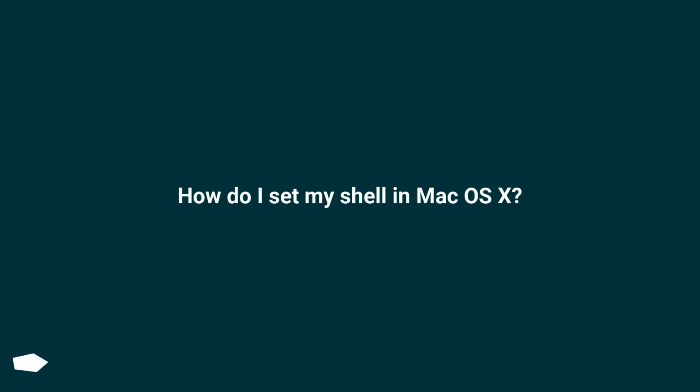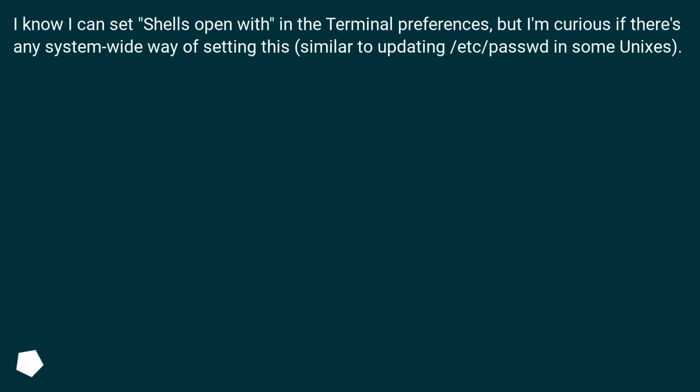How do I set my shell in Mac OS X? I know I can set shells within the Terminal preferences, but I'm curious if there's any system-wide way of setting this, similar to updating /etc/passwd in some Unixes.